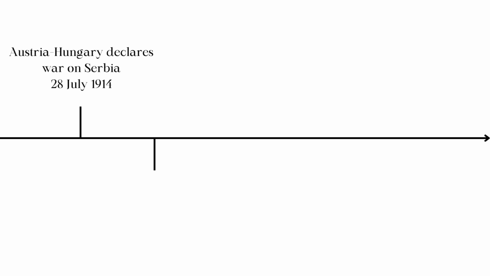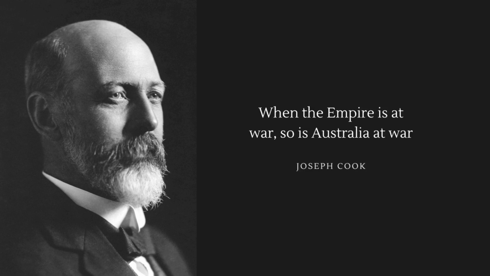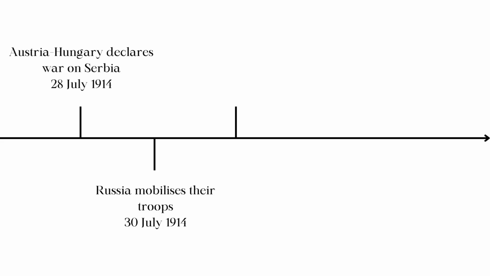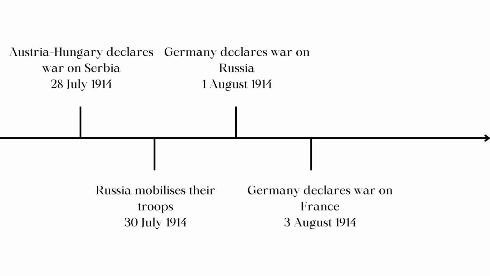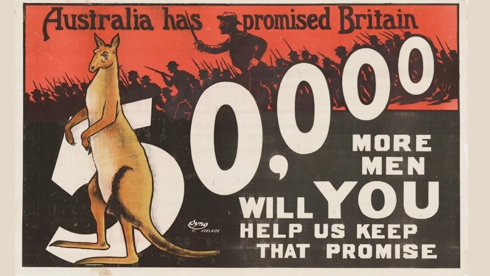On the 30th of July 1914, Russia mobilized its military forces. On the 31st of July 1914, Australia's Prime Minister Joseph Cook, who was in election mode at the time, declared, "When the Empire is at war, so is Australia at war." On the 1st of August 1914, Germany declared war on Russia. On the 3rd of August 1914, Germany declared war on France. On the 4th of August, Britain declared war on Germany. World War I has begun, and Australia, as a dominion of the British Empire, willingly joined and entered into the war.